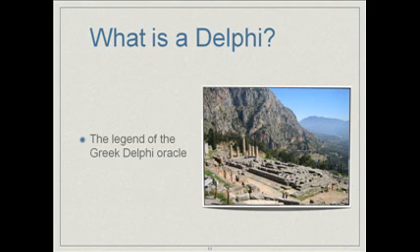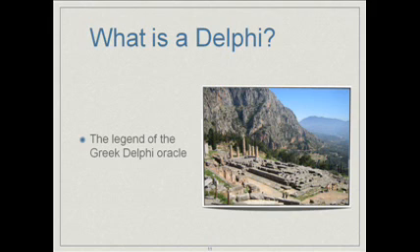So what is a Delphi? Well, the concept of the Delphi actually originated in Greece, as you can see in this picture. In ancient Greece, people used to go to Delphi, the site you see in the picture, to speak to the god Apollo and ask him for advice on their problems. And Apollo spoke through his oracle known as Pythia.